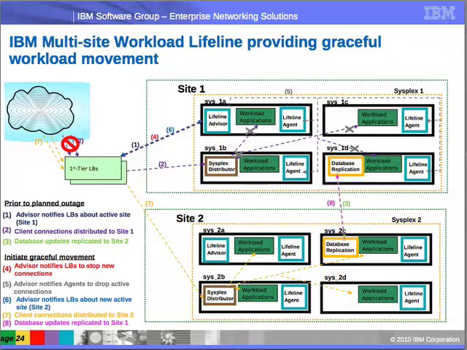We've actually had customers that have done this, and they used to suffer about a 6 to 8 hour outage while they were upgrading their applications. With this graceful movement, they've been able to reduce their outage to about 20 minutes. Basically, they have an outage for 10 minutes while they move the workload over to Site 2, and then another outage of about 10 minutes when they move it back to Site 1. So it does give them quite a reduction in their planned outage time.